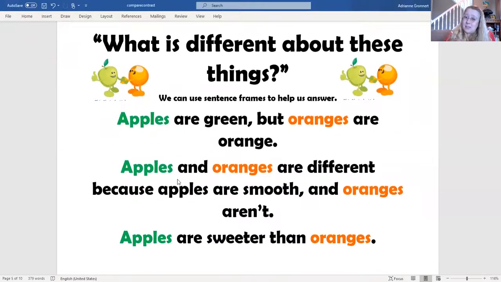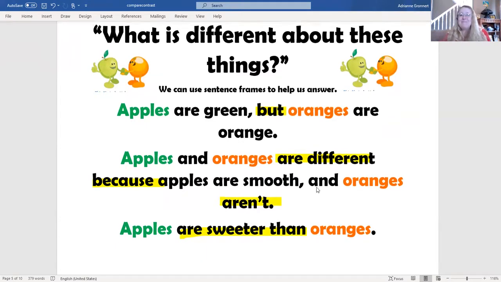What is different about these two things? We can use sentence frames to help us answer again. Let's look at the language used in these sentence frames. Apples are green, but oranges are orange. Apples and oranges are different because apples are smooth and oranges aren't. Apples are sweeter than oranges. We can use the words "but," "different," and "than" to help us contrast different things.